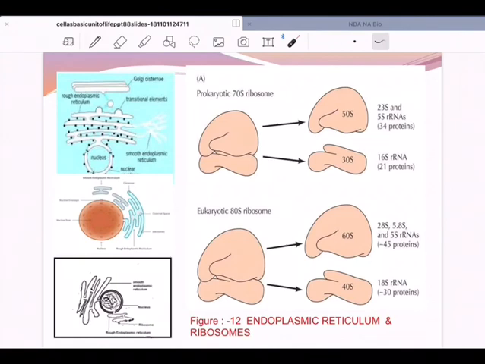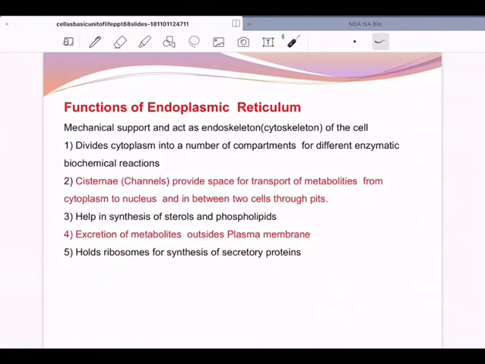But please remember, this is not a mathematical calculation. Don't say 60 plus 40 is 100, how can it be 80? No, these are units, that's all, okay? And this 60S, you can see, synthesizes to the tune of 45 proteins, and the 40S to the tune of 30 proteins.